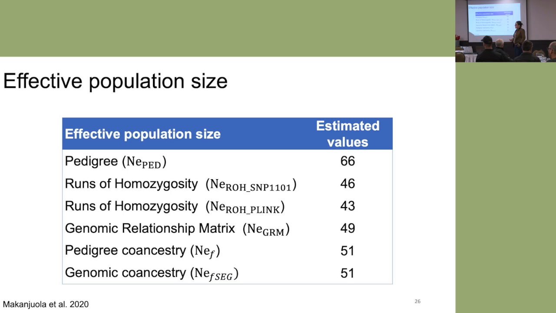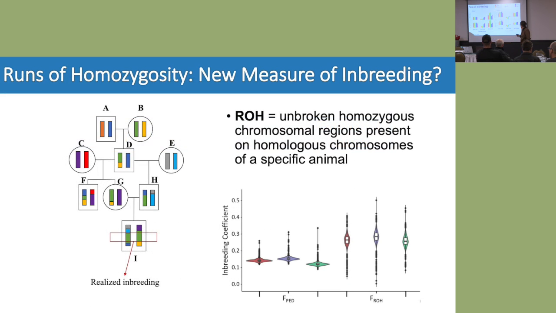Yes? Just for comparison's sake, what would the effective pedigree size be for a chicken line? Well, actually, if I go back here, I just used this graph to show the picture, but actually this is turkey data. And you can see the inbreeding here is like 0.3. The average inbreeding coefficient is 0.3.